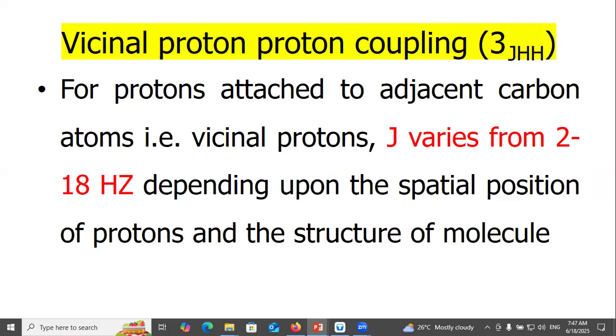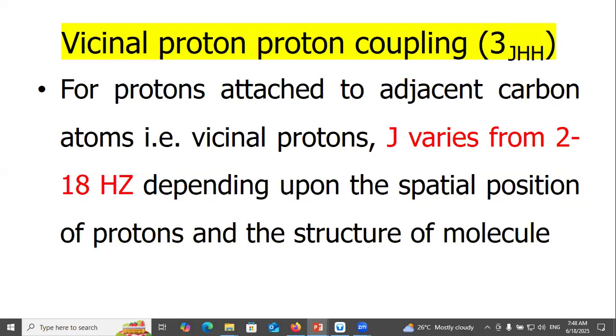Vicinal proton-proton coupling: protons attached to adjacent carbon atoms, that is the vicinal protons, vary from 2 to 18 hertz. In case of geminal, 0 to 20; in case of vicinal, 2 to 18, depending upon the spatial position of the protons and structure of the molecules.